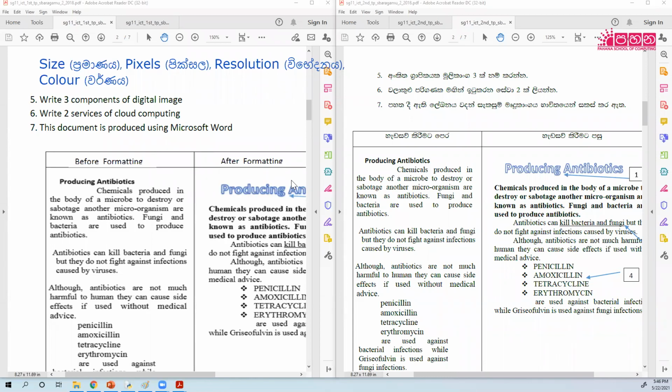Right. Then, right, two services of cloud computing. Let's write the answer for that too.